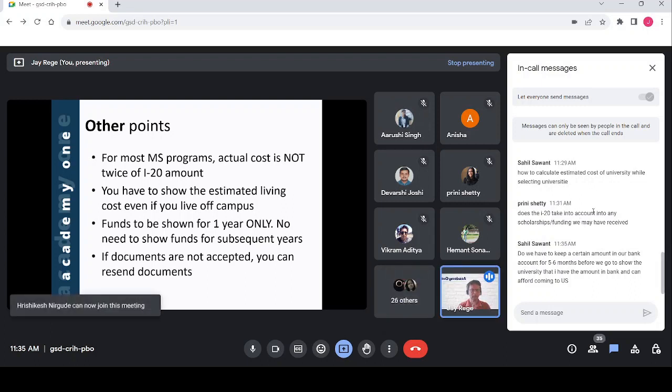Prini, your question is, does the I-20 take into account any scholarship funding that you have received? So yes, Prini, while doing the cost calculations for the I-20, if you have received any scholarship from the university itself, then that will be mentioned in the I-20, and that much amount would be subtracted from the actual amount that you will have to show. So if you have to show $45,000 and the university has given you a scholarship of $20,000, then you just need to show the balance of $25,000 in your account. That is all you will have to show.